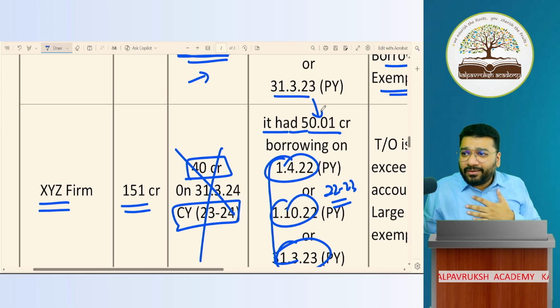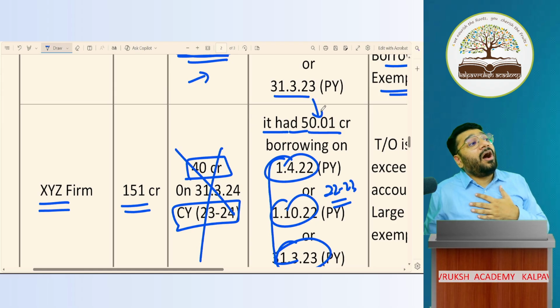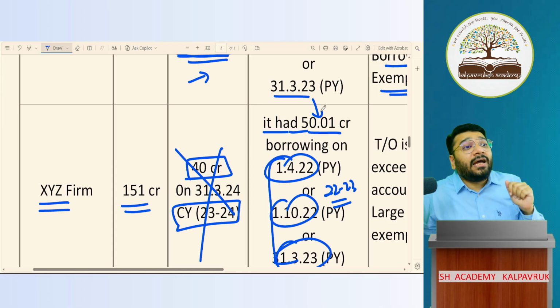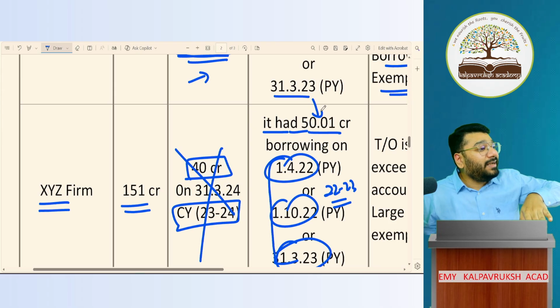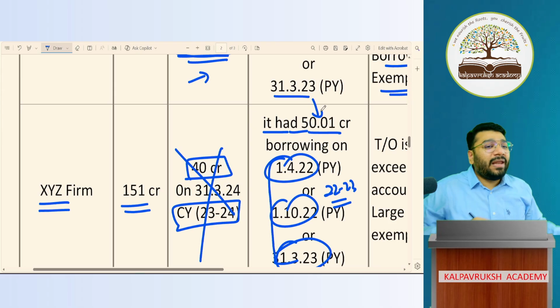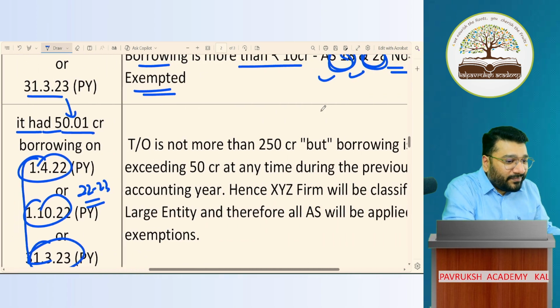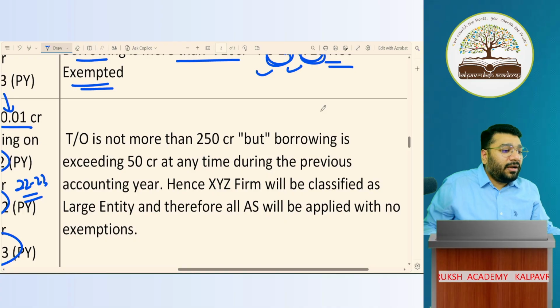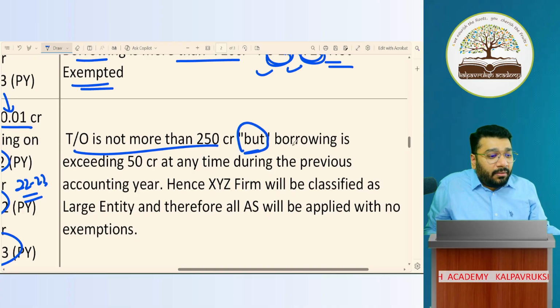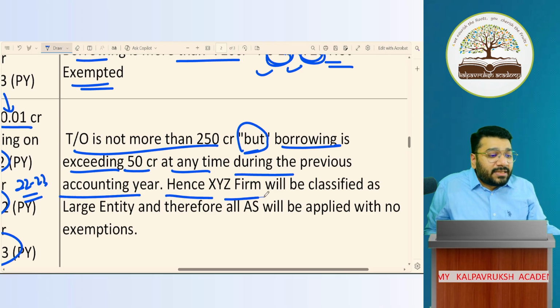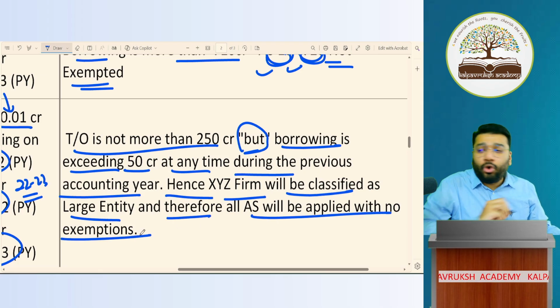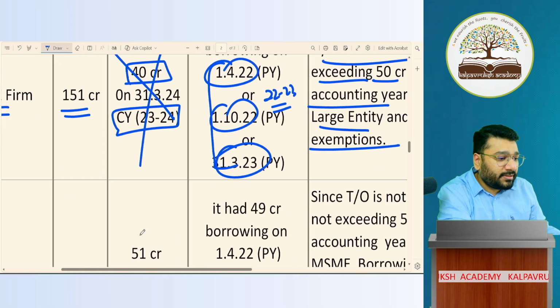Am I MSME? No, I'm a large entity. Should I check the turnover criteria, borrowing criteria for 18 and 28? No, because the moment you become a large entity, every AS has to be complied with. There's no exemption. Turnover is not more than 250 crore, but borrowing is exceeding 50 crore at any time during the previous accounting year. Hence, XYZ firm will be classified as a large entity, and therefore all AS will be applied with no exemptions.